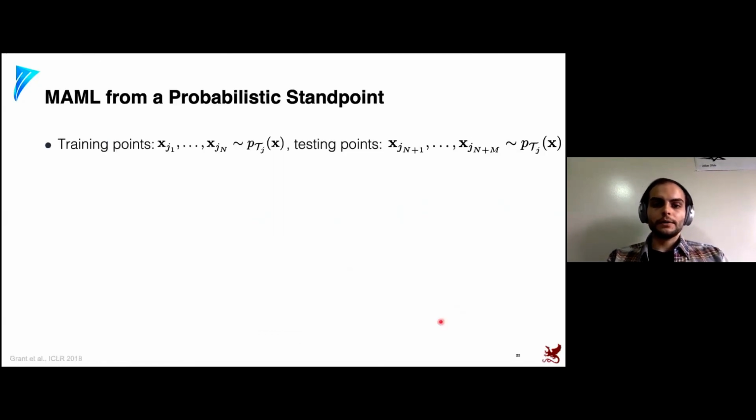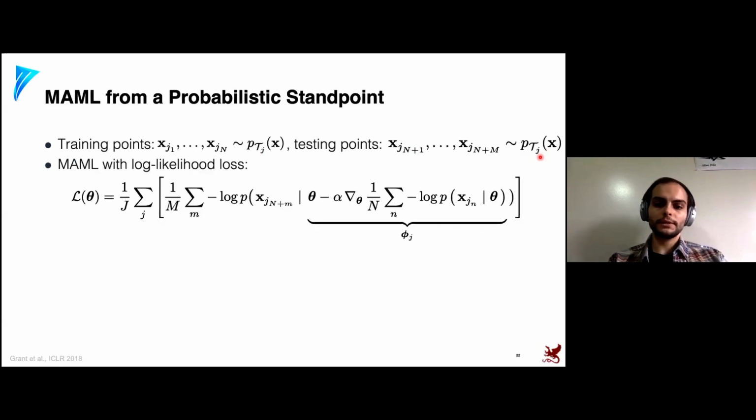Okay, so we can actually also look at MAML, and this nested optimization problem, from a probabilistic standpoint. To do that, let's introduce a little bit more notation, slightly redefined. Let's say we have n points that are coming from our distribution that corresponds to task T_j. For simplicity, we're going to ignore the labels for now. Let's say it's just a distribution modeling task. And then we have testing points, the following points that are also coming from the distribution that corresponds to task T_j.